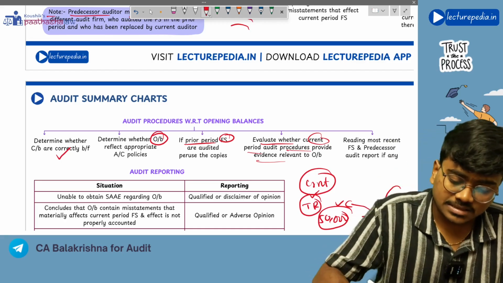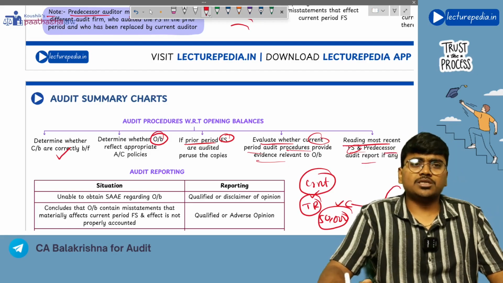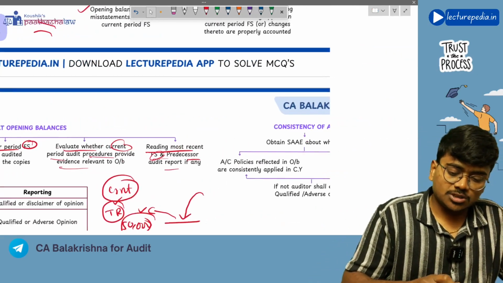Got it? Next, reading the most recent financial statements and the predecessor audit report. This also you will perform with respect to the opening balances. These procedures you will perform.